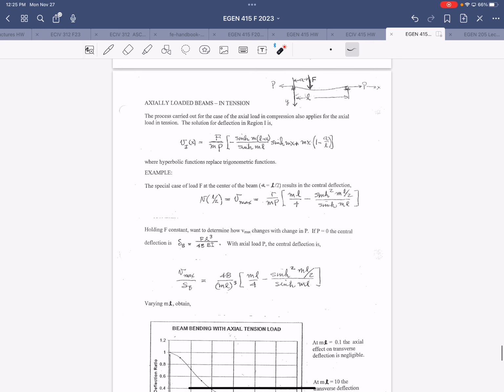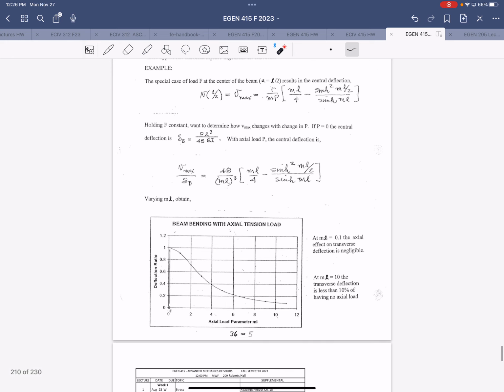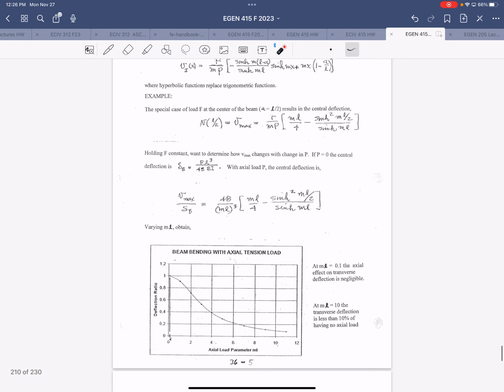The page after that is a discussion on axially loaded beams where you have a transverse load and then the axial load is tension. So again, don't have to think about buckling in this case because the axial load is acting to decrease the deflection caused by transverse loading. So in this case, the deflected shape becomes more hyperbolic, right? So it's a hyperbolic function, and you can see that the deflection ratio, which is what's plotted here, decreases with the increased magnitude of axial tension.